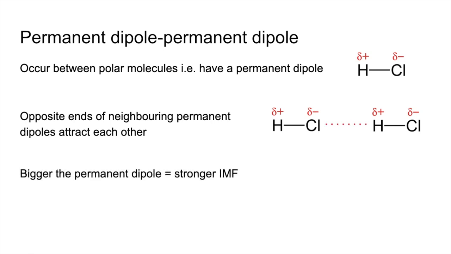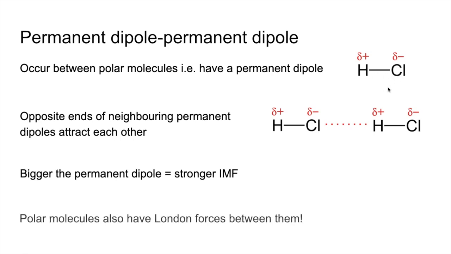As the permanent dipole gets stronger, so as the electronegativity difference gets bigger between the two atoms in the molecule or in the bond, the intermolecular force will increase. And just a reminder that you'd still have London forces or induced dipole forces between these molecules.